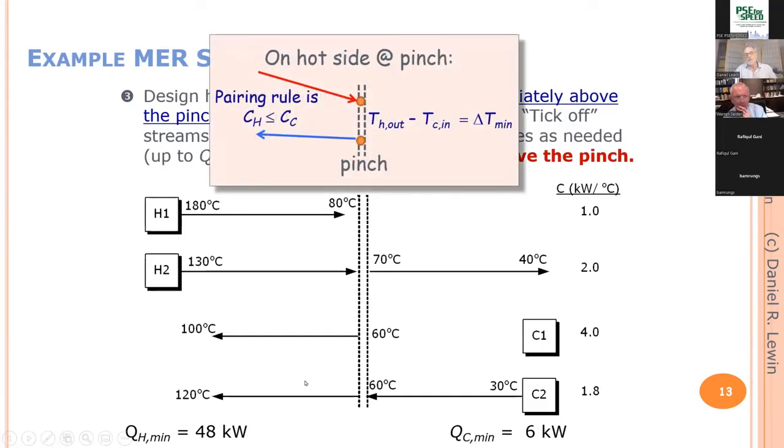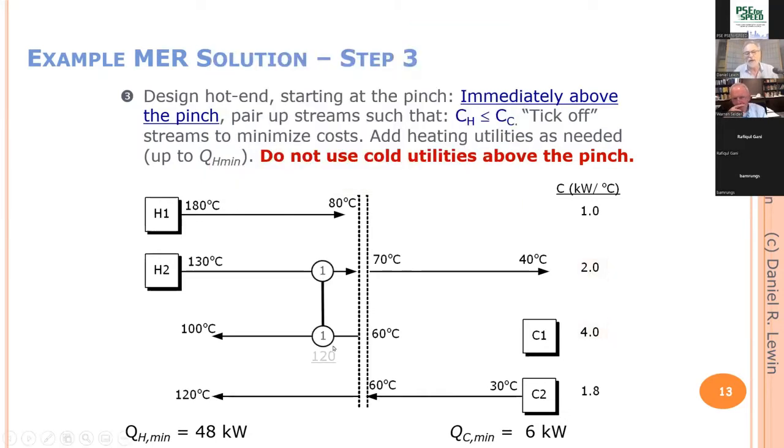So, using this rule, we have to pick a cold stream to match the only hot stream at the pinch. In this case, it would be H2. And we have to make sure that the cold stream flowing heat capacity is greater than the hot stream. Since the hot stream flowing heat capacity here is 2 kilowatts per degree centigrade, obviously we have to match it with C1. And we load this heat exchanger in such a way that we tick off one of the two streams. In this case, we have now eliminated H2 above the pinch. That cooling requirement has been totally satisfied by C1.